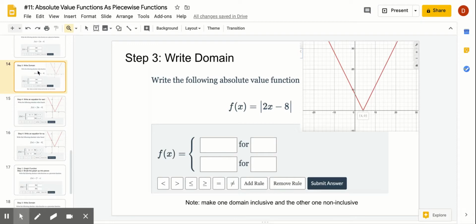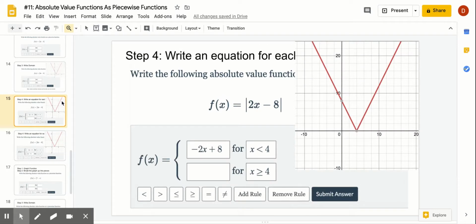When you write the domain, you know that the change is going to be x is less than 4 and when x is greater than or equal to 4. You'll see that in the next slide. Then we're going to write an equation for that line. So once again, this is our domain: we have a piece at less than 4 and a piece at greater than or equal to 4.